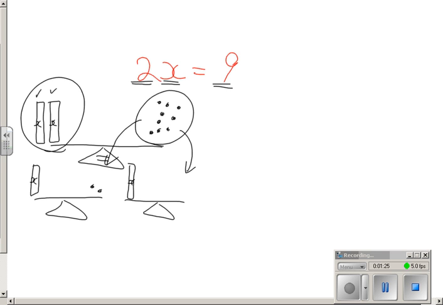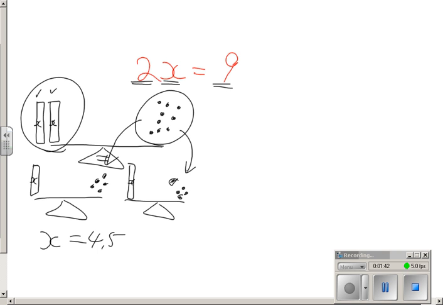I'm going to put 4 on each. 4 here, 4 here. And then there's 1 left over, so I'll put a half. A half, you get the idea. So 1x has a value of 4.5. That's the answer to our question.